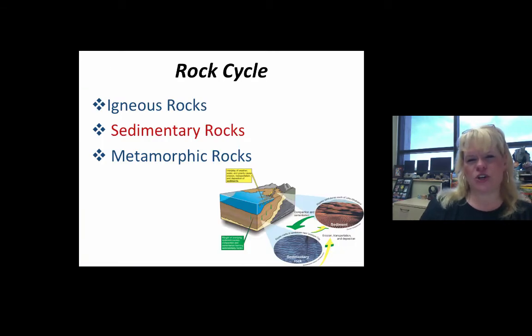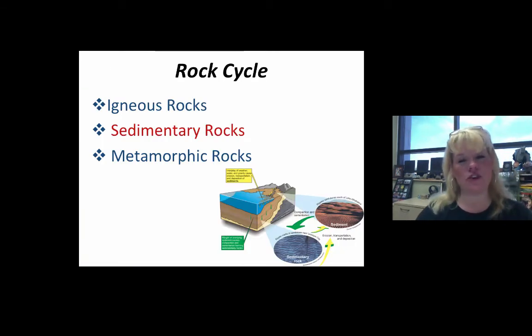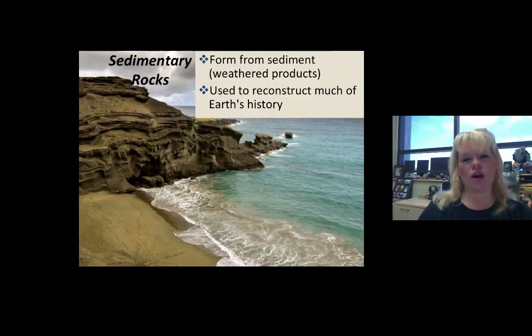So let's move into sedimentary rocks. Sedimentary rocks are made at the surface, but they get buried beneath rock layers over time. So they can go through a gradual alteration.